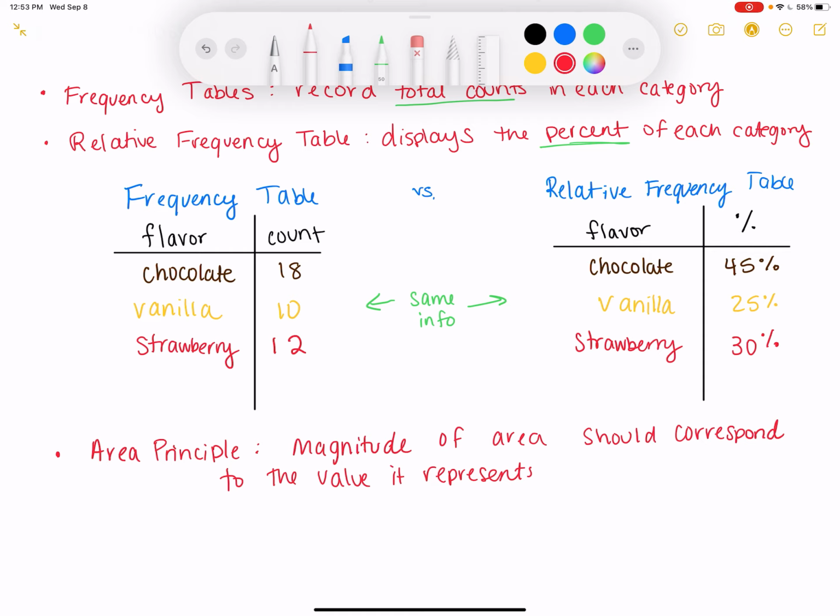So let's just suppose that there's 10 people in this class and 6 tell me they like chocolate. It shouldn't look like the one person that likes strawberry. The picture that I draw shouldn't show a little tiny piece of chocolate and then this huge thing of strawberry if that's not accurate.